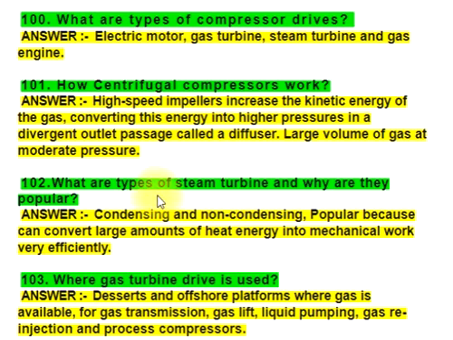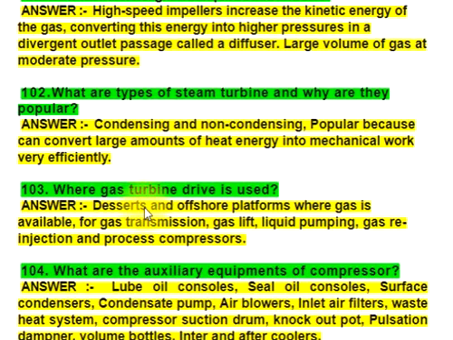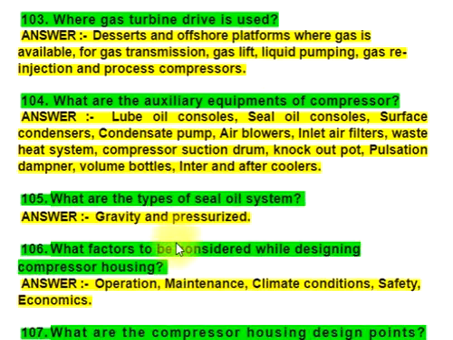102. What are types of steam turbine and why are they popular? Answer: condensing and non-condensing. Popular because they can convert large amounts of heat energy into mechanical work very efficiently. 103. Where is gas turbine drive used? Answer: deserts and offshore platforms where gas is available. For gas transmission, gas lift, liquid pumping, gas reinjection, and process compressors.